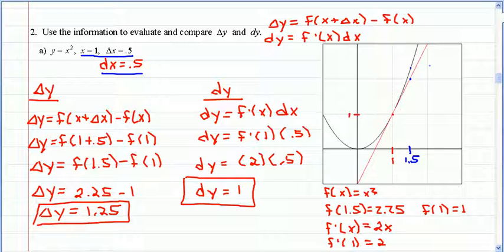So the distance between the function value and x equals 1 is delta y, and the distance between the point on the tangent line and x equals 1 is dy. So this distance here is the actual error between the actual value of x and the approximated value of x using the equation of the tangent line.